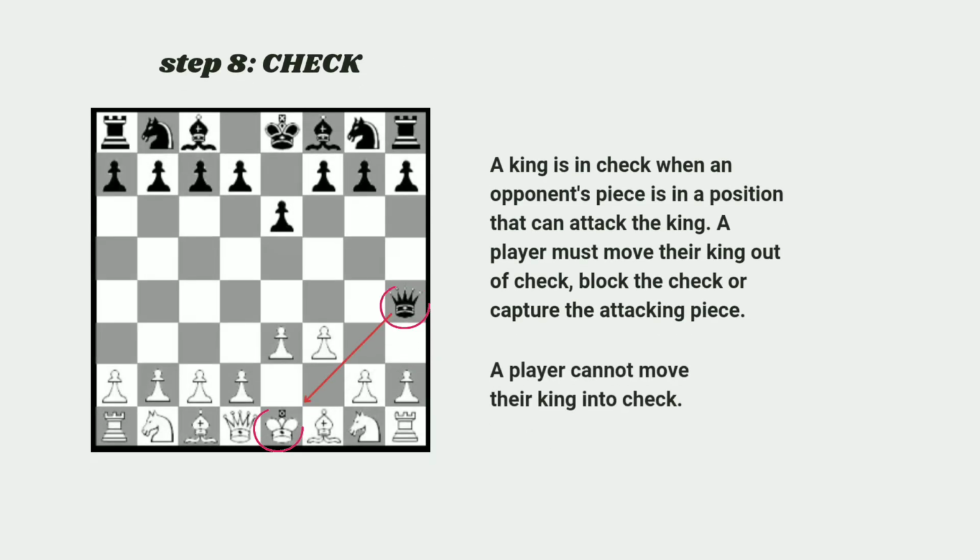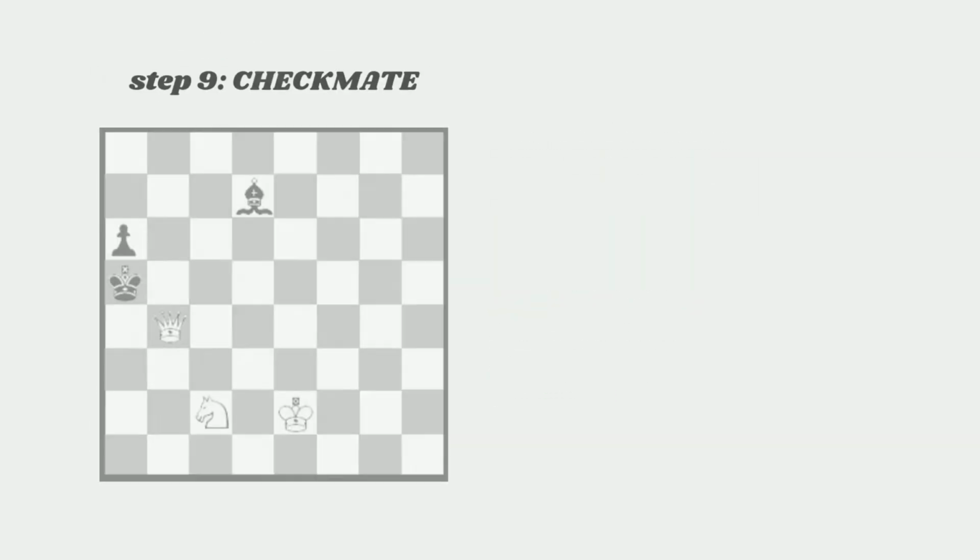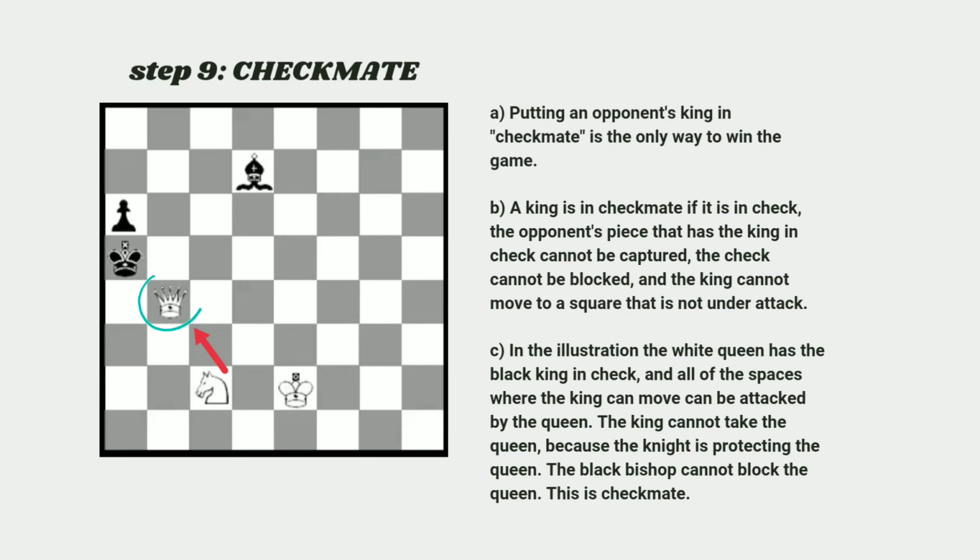Now moving to step 8, check. A king is in check when an opponent's piece is in a position that can attack the king. A player must move their king out of check, block the check, or capture the attacking piece. A player cannot move their king into check. Step 9. Checkmate. Putting an opponent's king in checkmate is the only way to win the game.